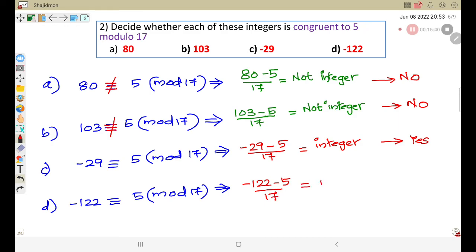This is also not an integer. You can check by calculator. Not an integer number. So here we need to update the symbol. It is not congruent. So we can use the not congruent symbol. Okay, I hope you understood this question also. Okay, now we will go to the next question.